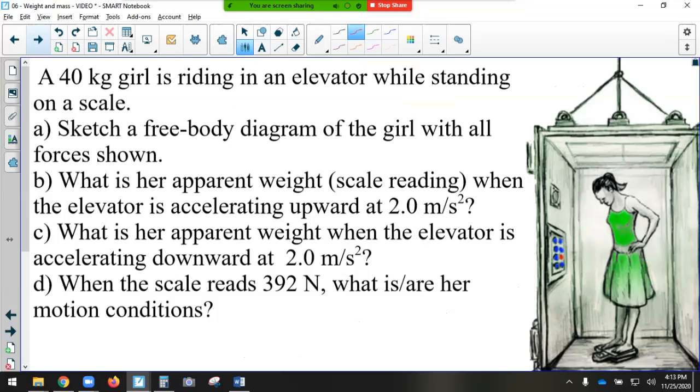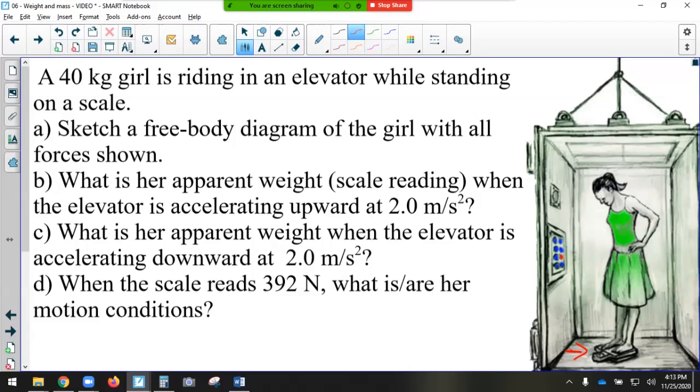Next question involves elevators and how weight actually changes. So this question is a bit of a mouthful. There's 4 parts. I'll try to make this as painless as I can, but I make no promises. It says a 40-kilogram girl is riding in an elevator while standing on a scale. So here's a picture that I happened to pilfer from the internet. She's standing on a scale. Why she's doing that, I have no idea. It's a physics problem. Don't look into it.